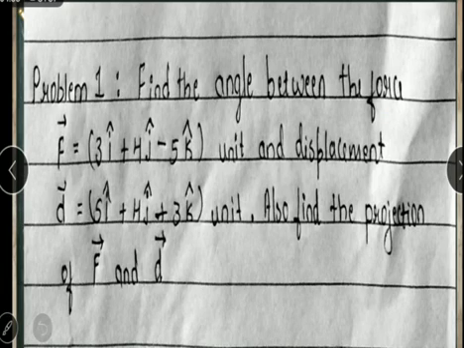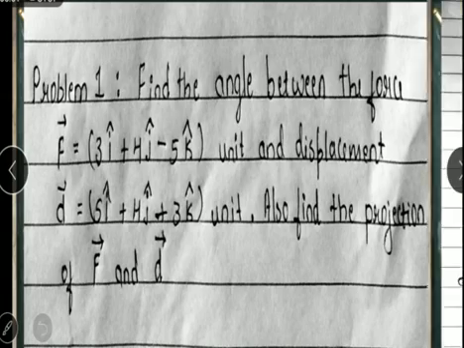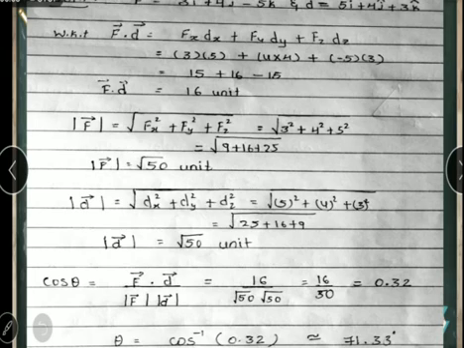Let's solve one problem. Find the angle between the force F equal to 3i cap plus 4j cap minus 5k cap unit, and the displacement D equal to 5i cap plus 4j cap plus 3k cap unit. Find the projection of F and D, nothing but the angle. So here first write the given values, the value of F and the value of D. The projection formula: cos theta is equal to F dot D divided by magnitude of F and magnitude of D.